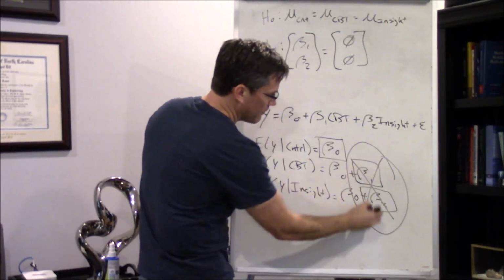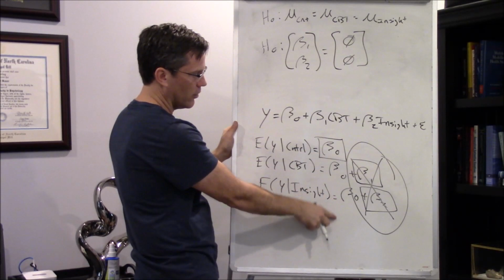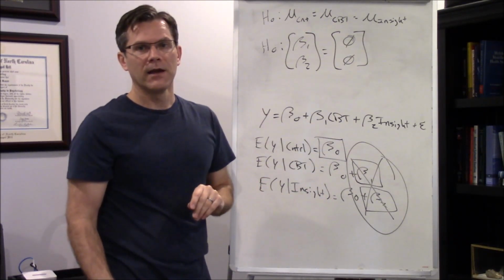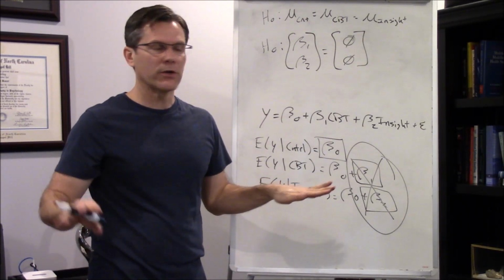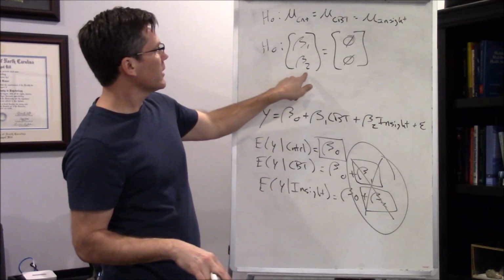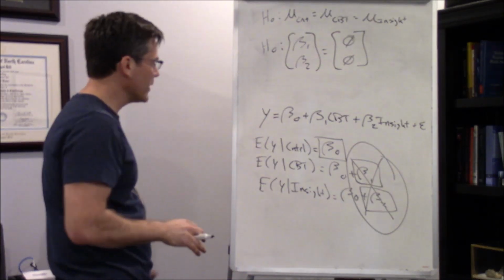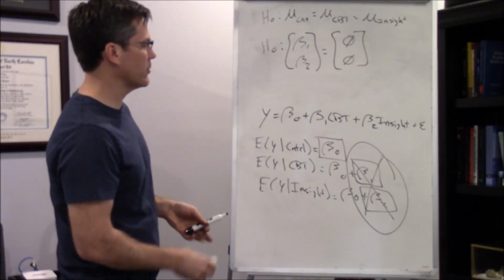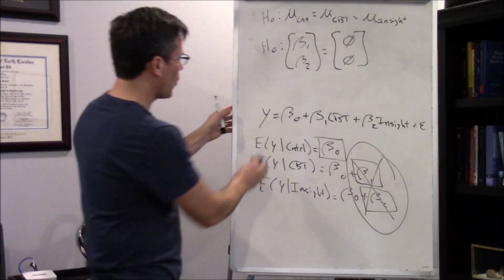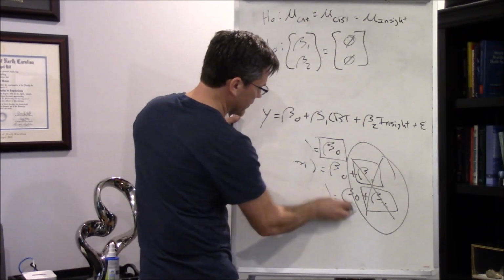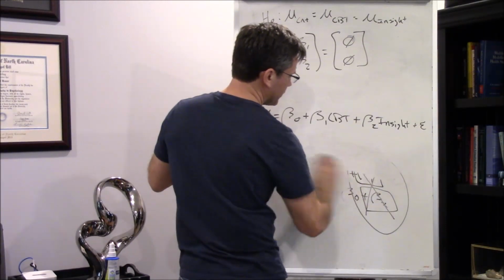This beta 1 and that beta 2 goes away, and the mean of all three groups is beta naught. So there's no mean difference between the three groups. So we're going to do a joint test of those two parameters in our model, not just one parameter, but both parameters simultaneously.